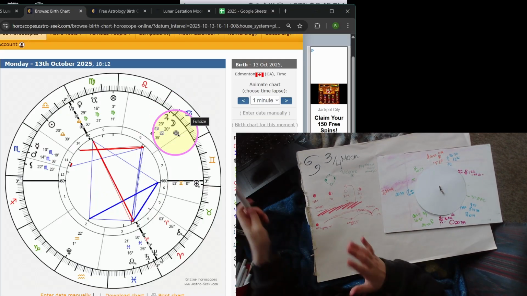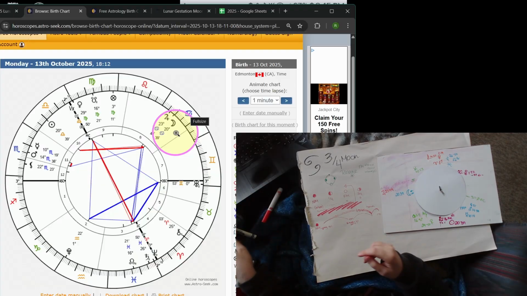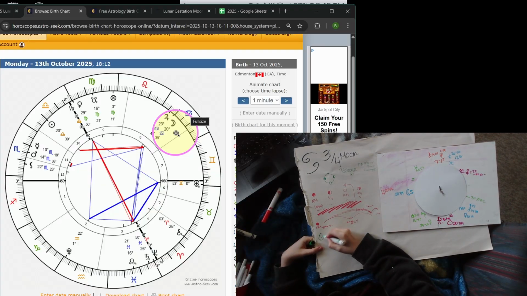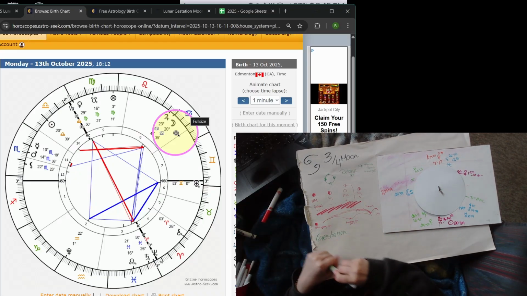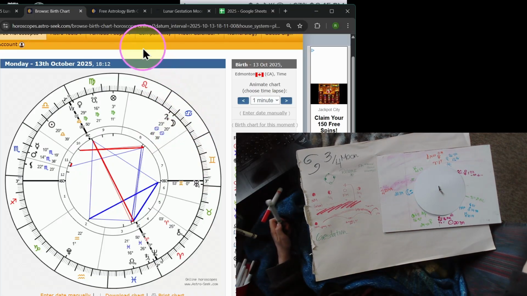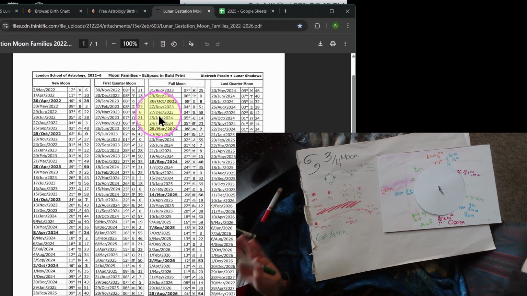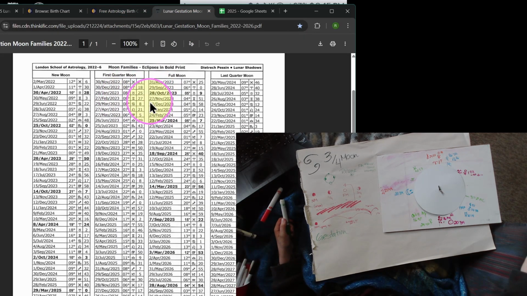But there's a cycle that exists that's called the lunar gestation families, which I learned from Astrology by Celeste and also from Frank Clifford School of Astrology, London School of Astrology, which is where I got this PDF from.